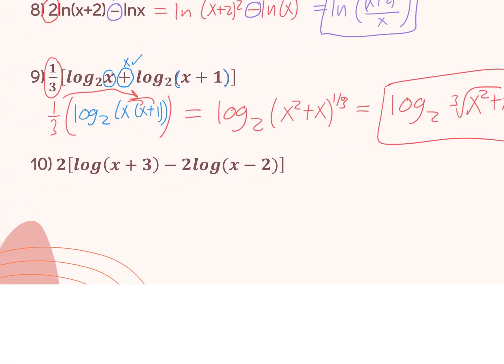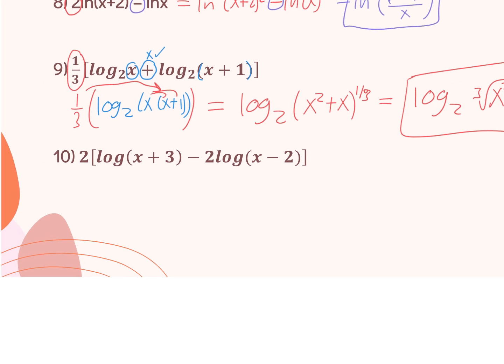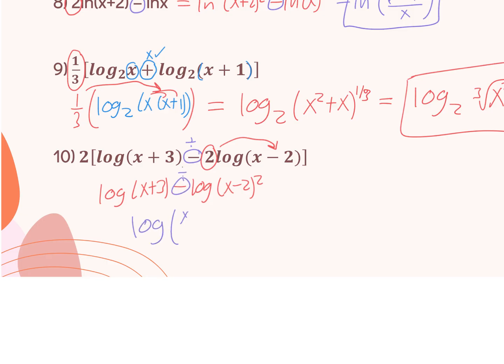All right, so let's try the same exact thing with this last one, right? Again, work on the inside and then look out. I have a minus that's going to become a division. And then I see a 2 that's going to become an exponent, right? So let me work with the exponent first. This is going to become a log of (x plus 3) minus log of (x minus 2) squared. All right, and then I still see that minus in between. That's going to become a division. So this is going to become log of (x plus 3) over (x minus 2) squared.